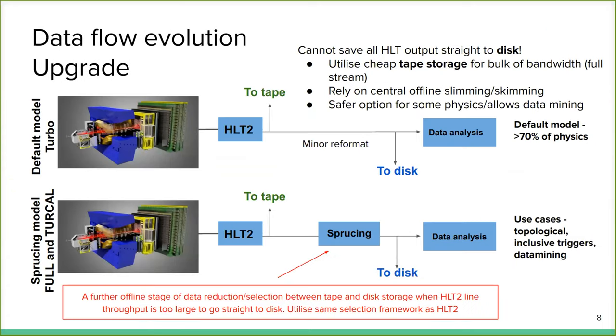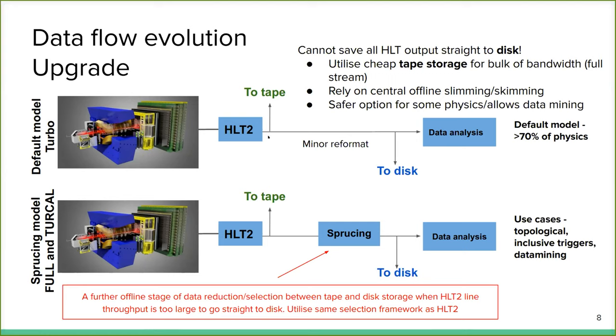So with this new persistency model, we can't save all this HLT output straight to disk. We want to utilize the cheapest tape storage to take the bulk of the bandwidth, and that really is basically the full stream. We're going to have to rely on a central offline slimming and skimming to get this data small enough to go to disk. So you can see here the two models that we have.